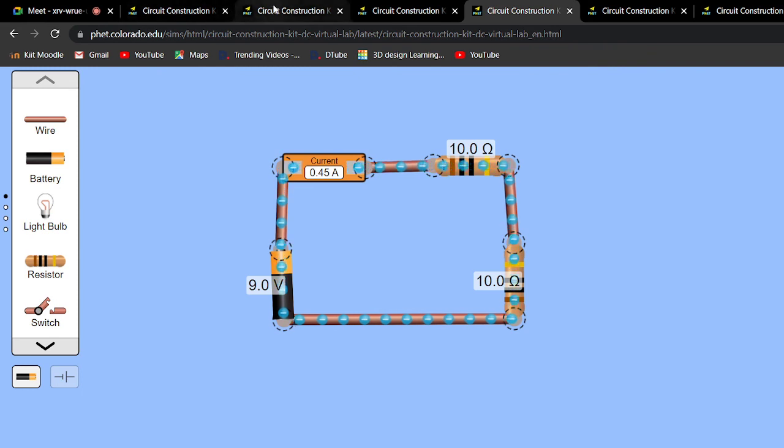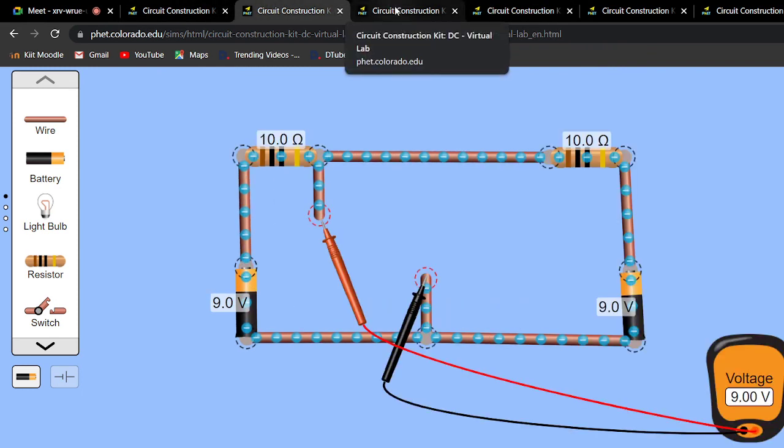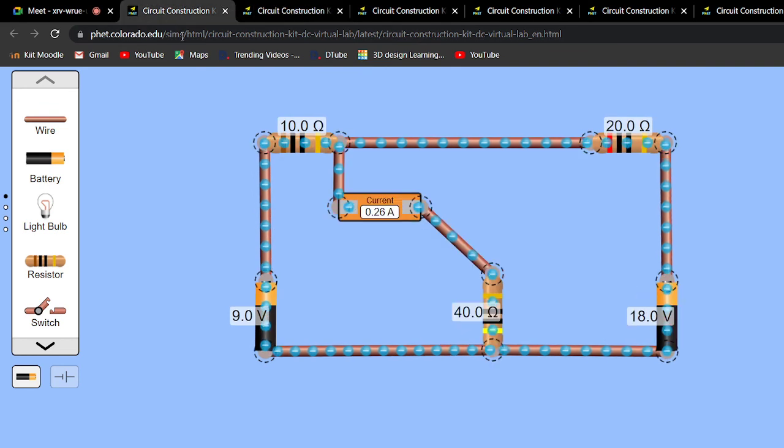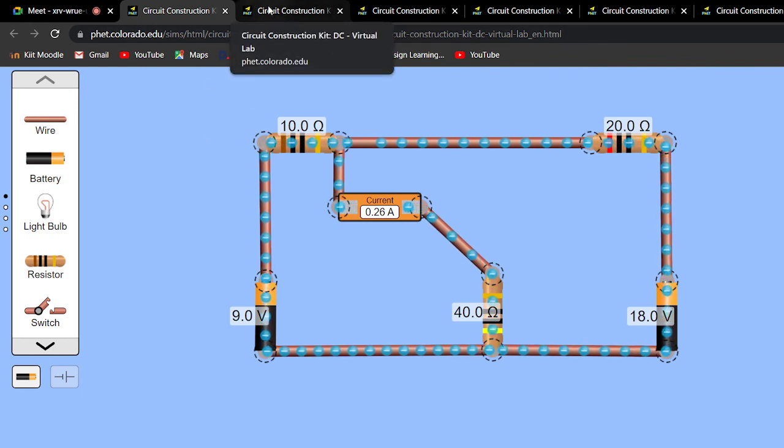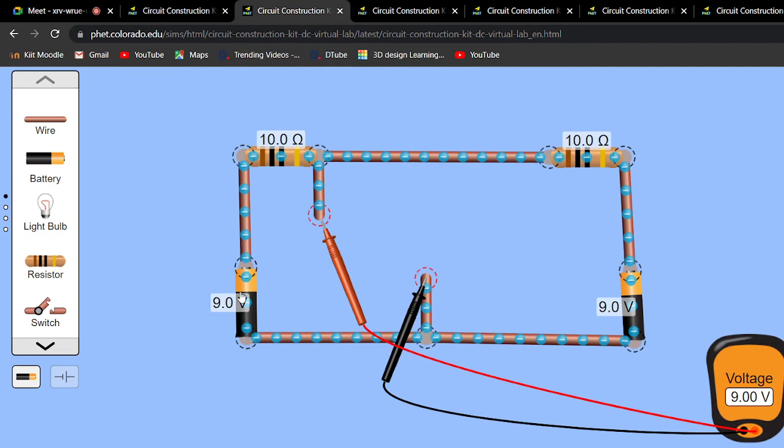Thevenin voltage. Here you see 9, 18. You have taken the voltage 9 and 18. You again share the first circuit. Just a minute, I'm saying. You see here you have taken voltage 9, 18 and the resistance 10, 20, 40. Understand? But in the other circuit you see what you have taken: 9, 9, 9, 10, 10. How is it? It will be proof.